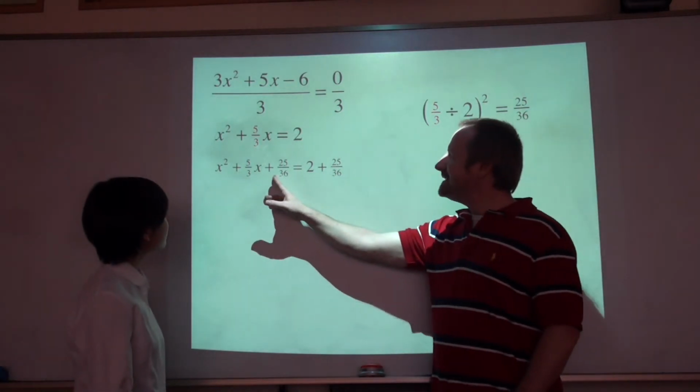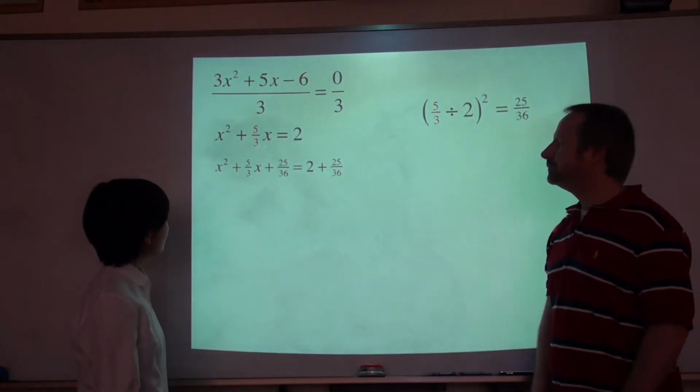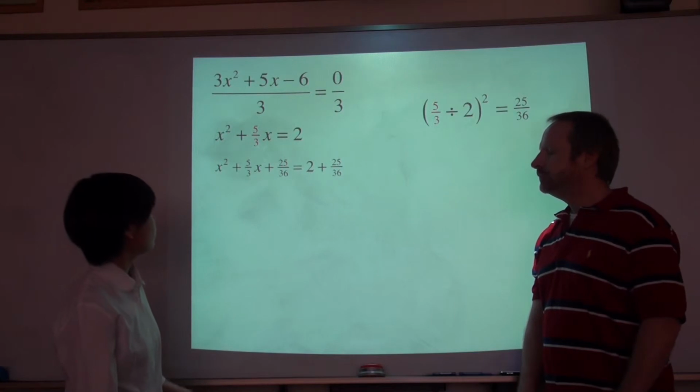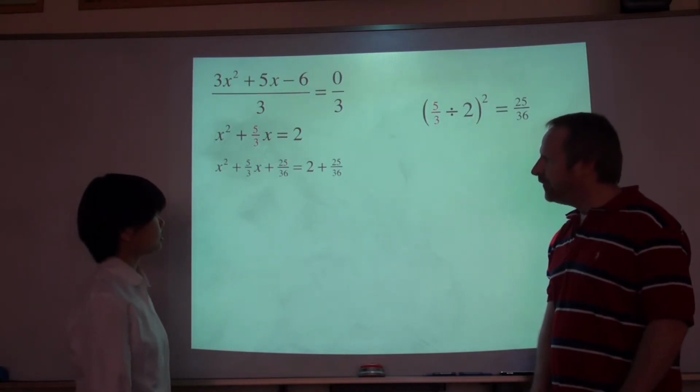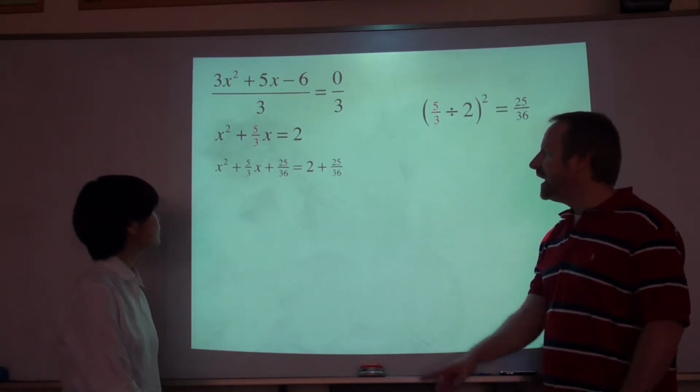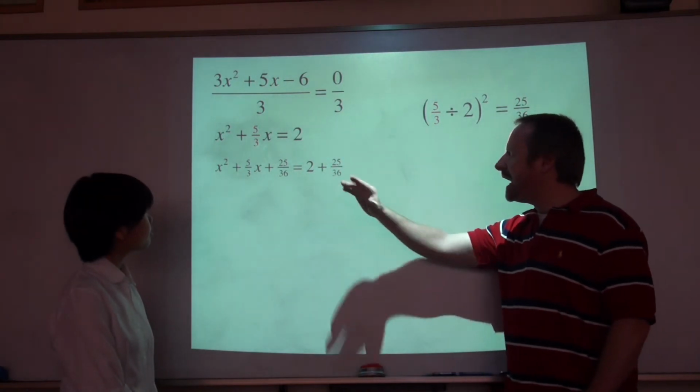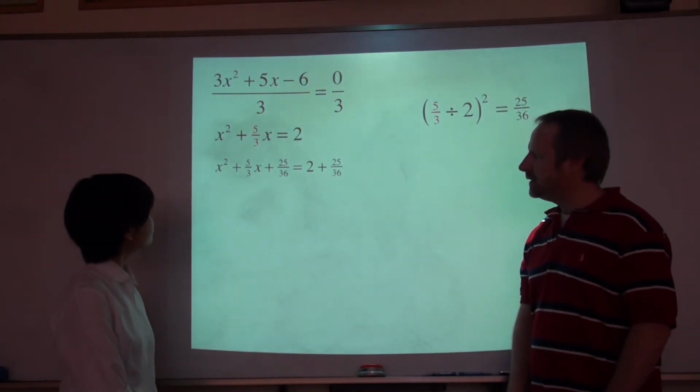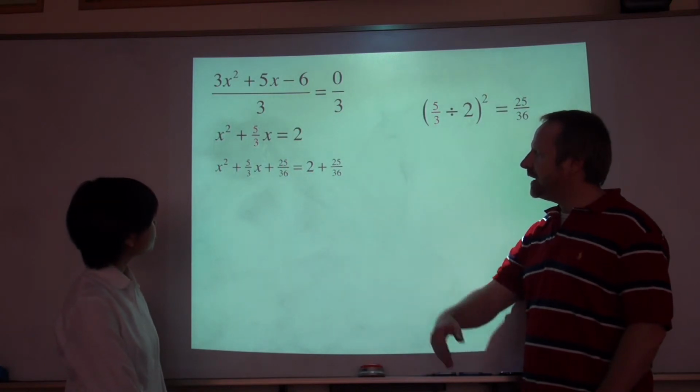Now, what does this factor down to, Risa? X plus 5 over 6. Perfect. X plus 5 over 6. And then a little bit of math over here, we're going to get 97 over 36. So let's take a look at that.